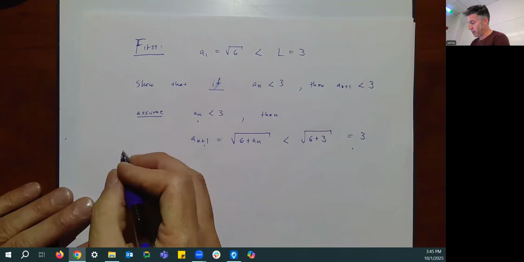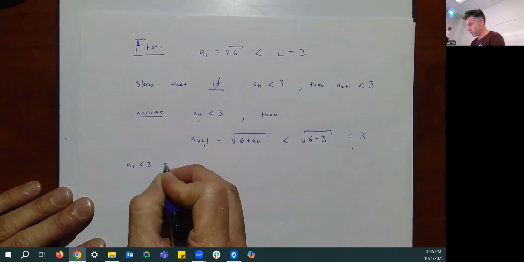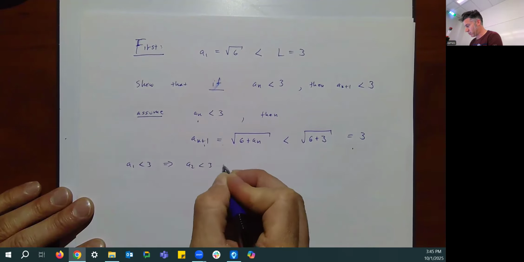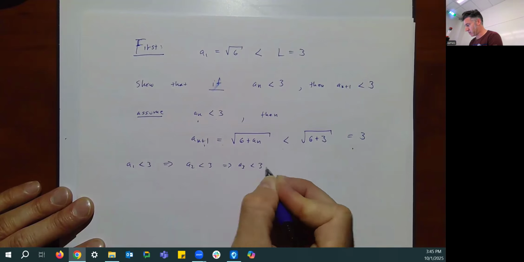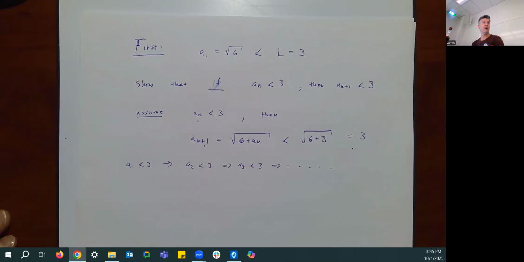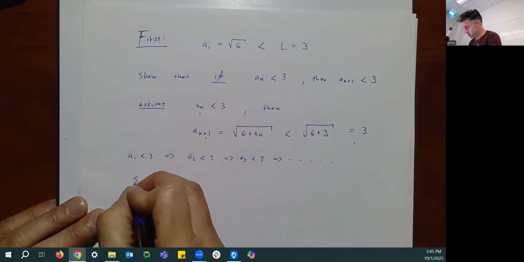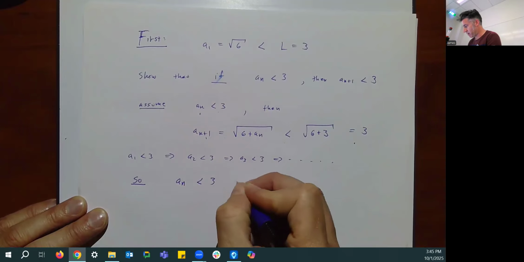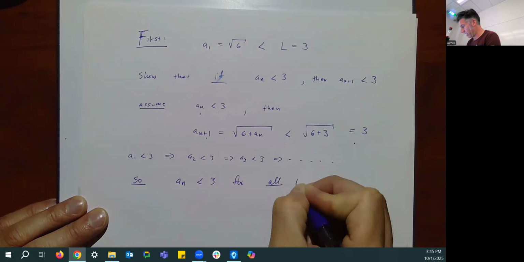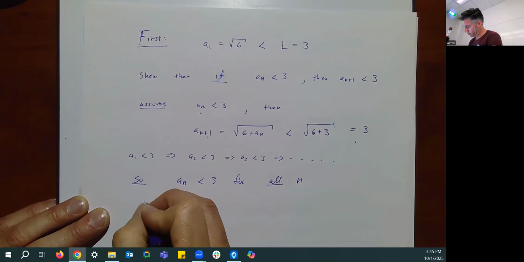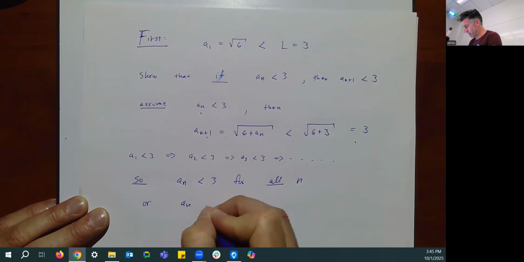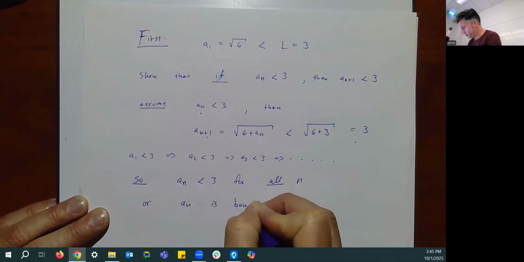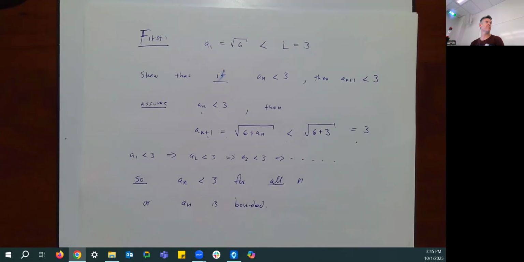So then we know that a sub 1 is less than 3, which implies a sub 2 is less than 3, which implies a sub 3 is less than 3, and this goes on forever and ever. Which means a sub n is less than 3 for all n. Or in other words, the sequence a sub n is bounded. That's how you show it's bounded, by knowing what the limit already is.